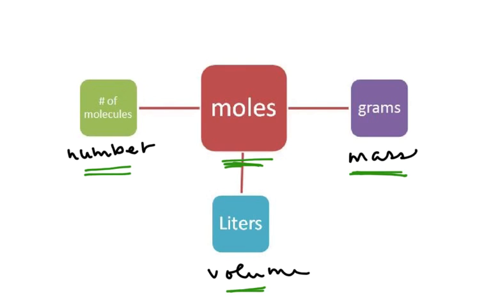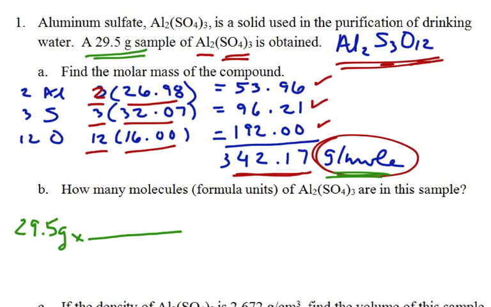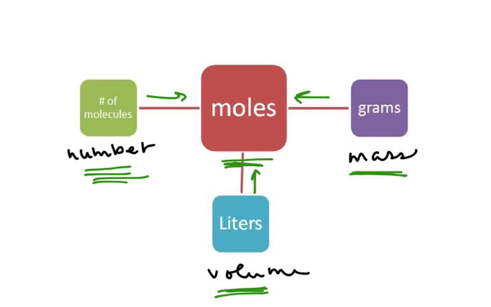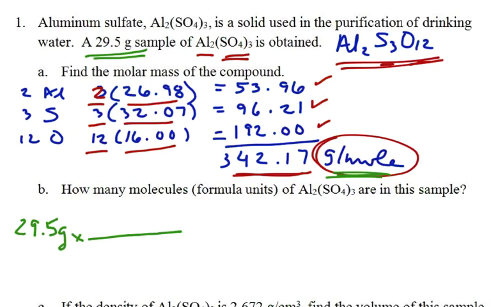But the idea is, wherever we start, then we're going to want to go to moles. That way, that's kind of our central location. So if we have any kind of information like grams, we want to find moles, and then we're going to go to molecules. So we're going to go from grams to moles, and then moles to molecules. So how many molecules of aluminum sulfate are in this sample? Well, I know that there's 342 grams in 1 mole of aluminum sulfate.